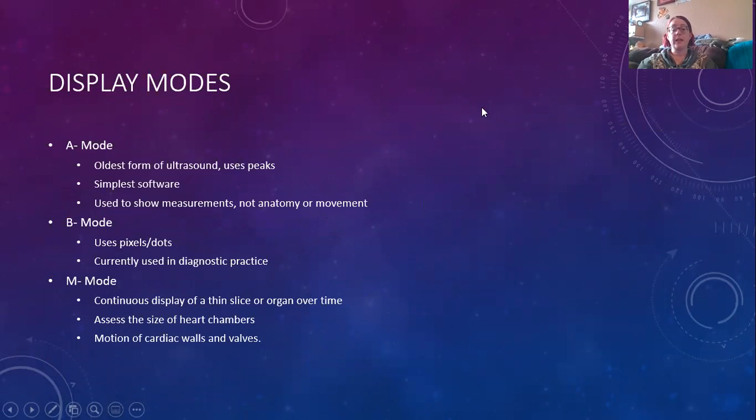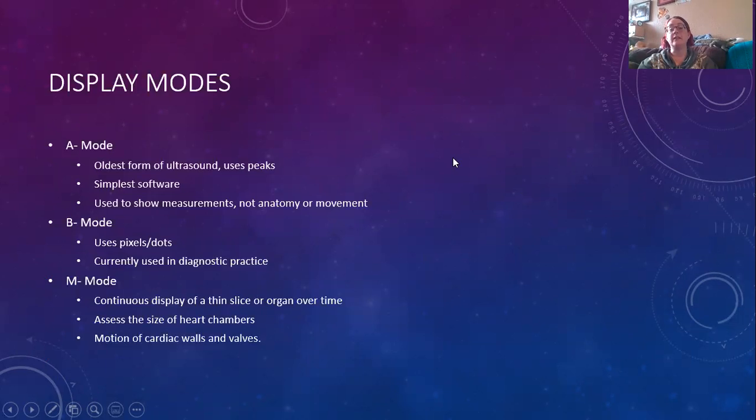When we're taking ultrasounds, we will have 3 different display modes. A mode is the oldest form. It's going to be measuring, and so this will be measurements. We don't really see a lot of anatomy when we're working in the A mode. It will be using peaks, and it will be part of our measurement system. B mode uses pixels and dots. This is what we currently use in practice. And M mode is going to be movement mode.